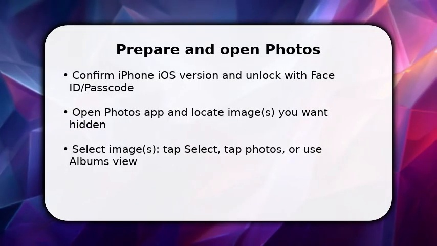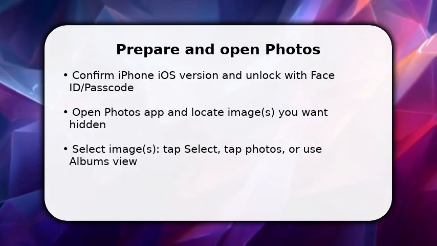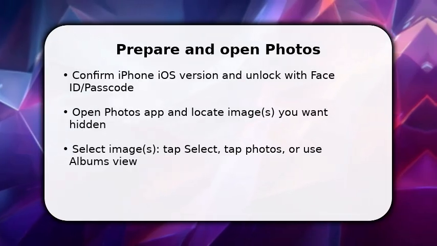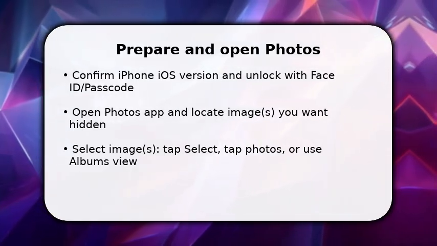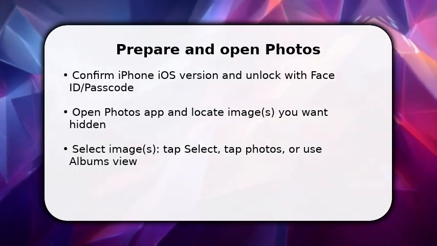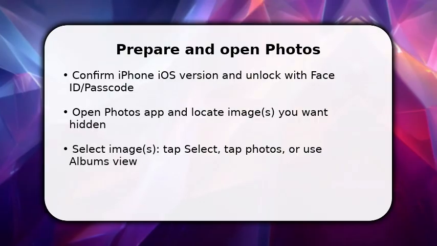You'll start by confirming your iPhone is unlocked and the Photos app is ready. Open Photos, then navigate to the picture you want hidden. Next, tap Select in the upper right and tap each photo you want to move. If you prefer, open an album, long press a photo, and tap Select Multiple.